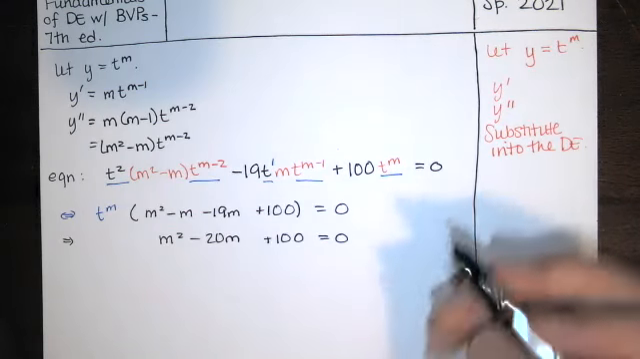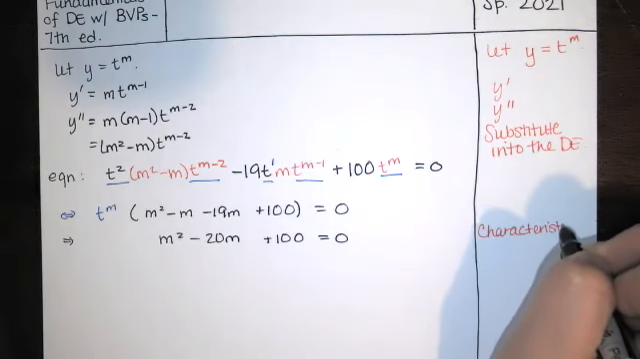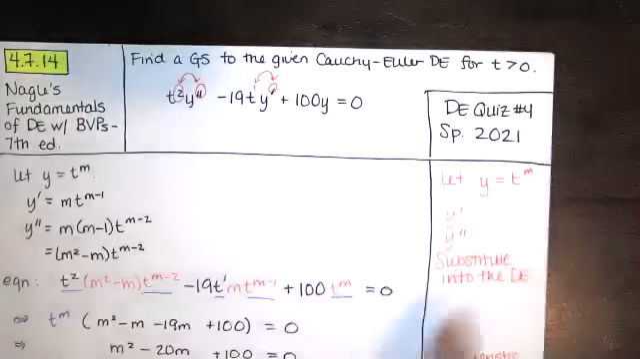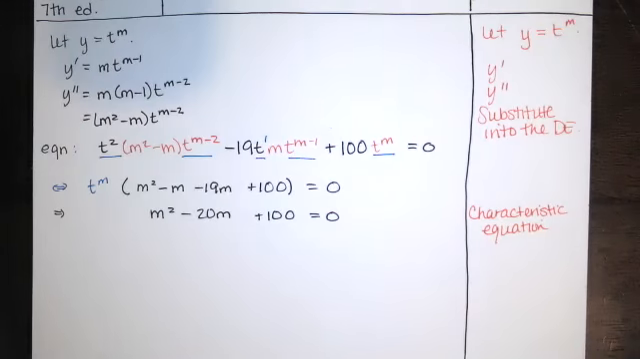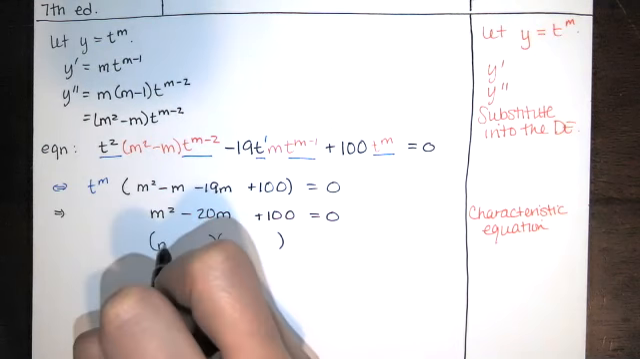That's our characteristic equation. The values of m that satisfy this equation cause t to the m to be a solution of our differential equation. This actually factors pretty easily.